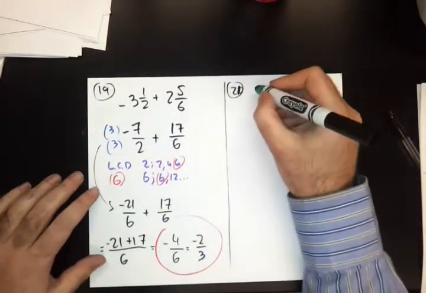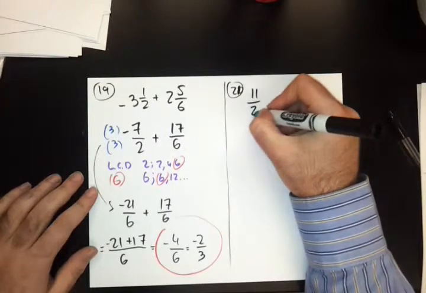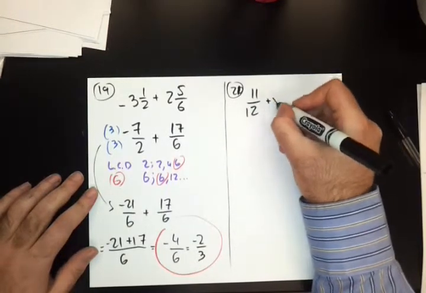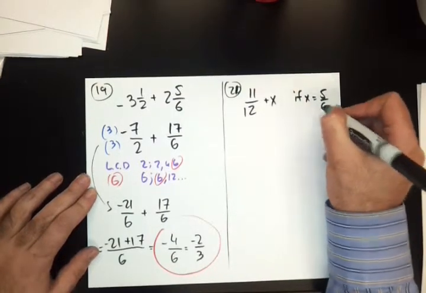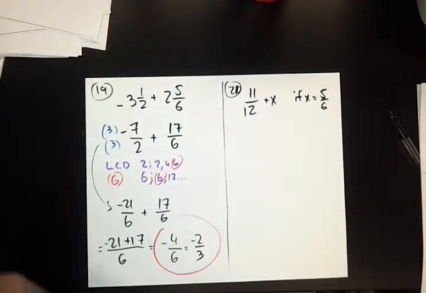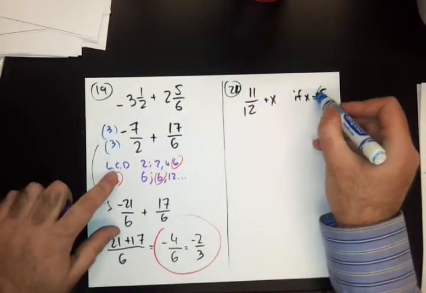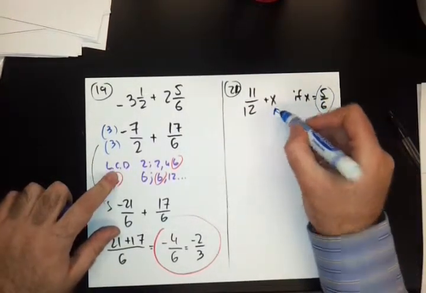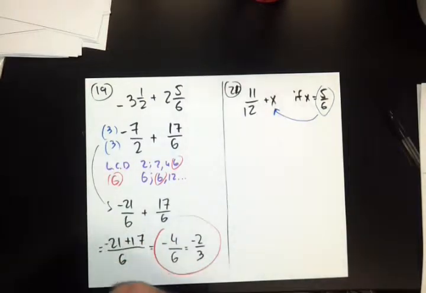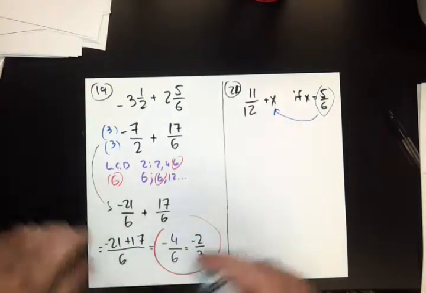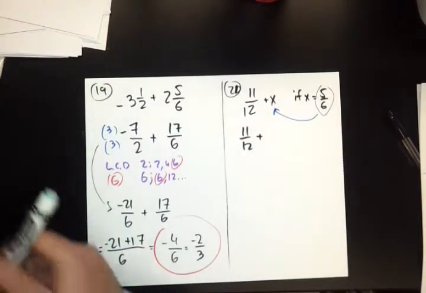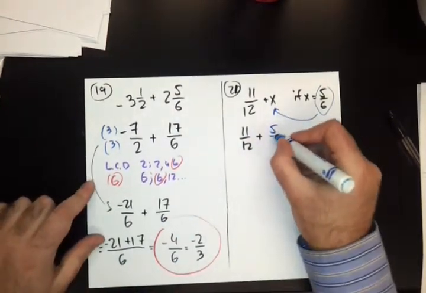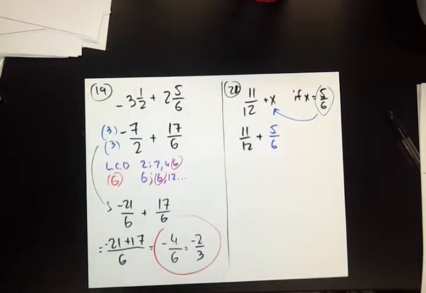This is a pretty simple problem. It's a substitution problem. If x is 5 over 6, I'm simply going to substitute the value for x right over there, which means I'm going to have 11 over 12 plus 5 over 6. And we've done this LCD before.